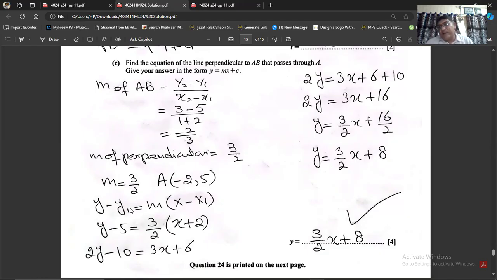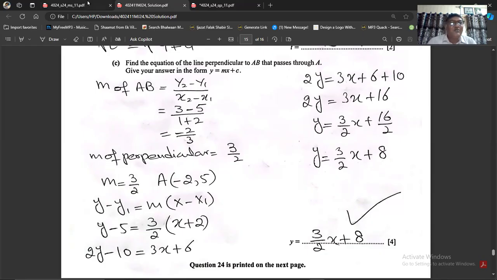So I know the gradient of that perpendicular, that is 3 by 2. So this is how I find the equation: y minus y1 is equal to m bracket x minus x1. In the place of x1 and y1, I will substitute these two coordinates, and in the place of m, I will put 3 by 2. So y minus 5 is equal to 3 by 2 in bracket x plus 2. This 2 will go to this side and multiply, 2y minus 10 is equal to 3x plus 6. 2y is equal to 3x plus 6 plus 10. So 2y will be equal to 3x plus 16. So y will be equal to 3 by 2 x plus 8.